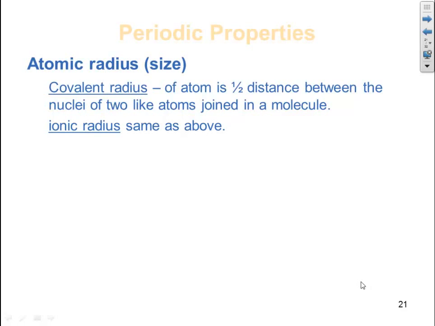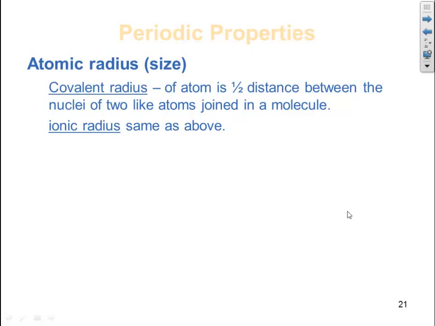We can't measure the exact size of an isolated atom because its outermost electrons have a chance of being found relatively far from the nucleus. It's kind of an electron cloud around it, not a distinct location around the nucleus. However, we can measure the distance between two atoms' nuclei, which gets us to the definition of a covalent radius. Of an atom, this is 1/2 the distance between the nuclei of two like atoms joined in a molecule.